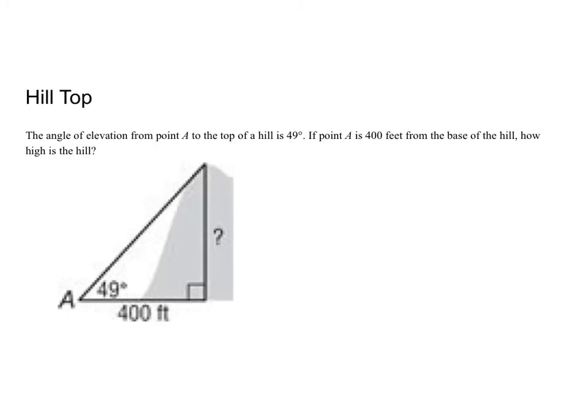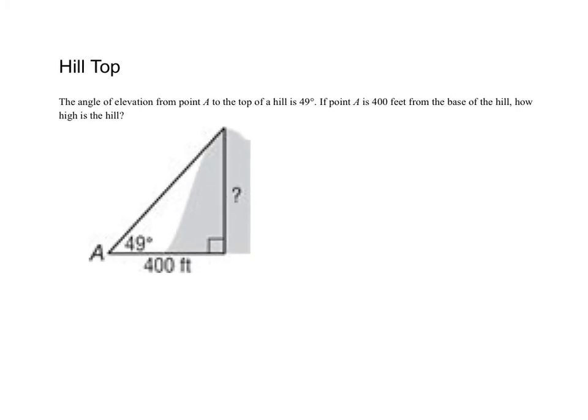All right, problem 1, the hilltop. The angle of elevation from point A to the top of the hill is 49 degrees. If point A is 400 feet from the base of the hill, how high is the hill? So I have my known measurement, my known angle of 49 degrees. I know I'm 400 feet away from the hill, and I want to find my height of the hill. So to put this in trigonometry terms, I have a theta. I know my adjacent, and I'm looking for the x, which is also my opposite side.